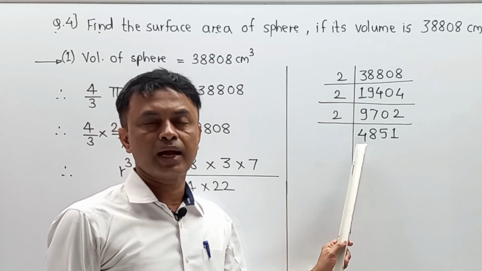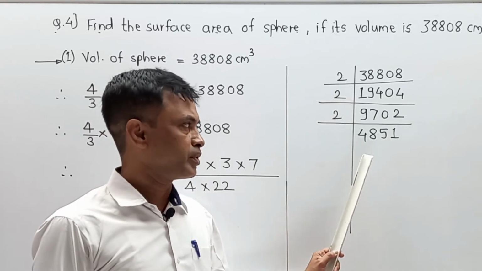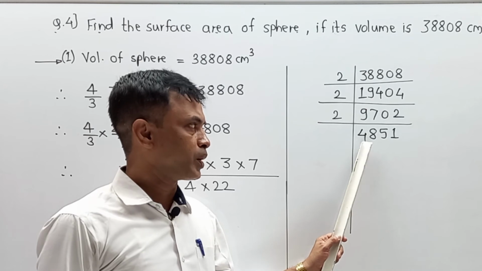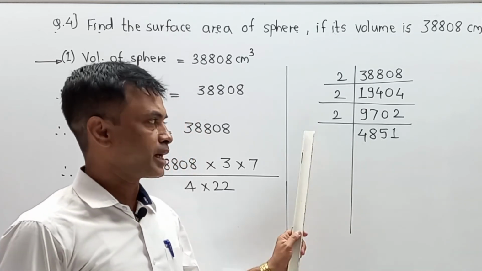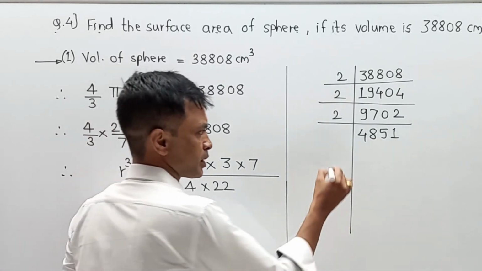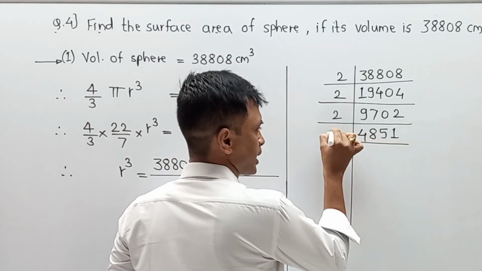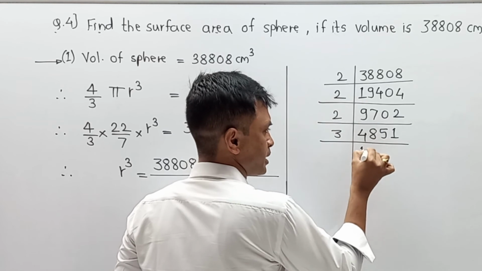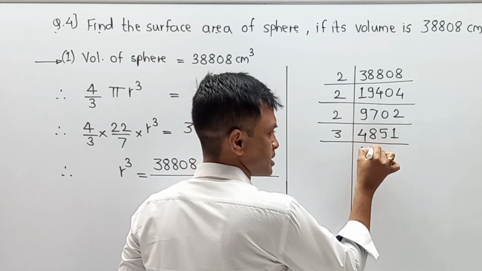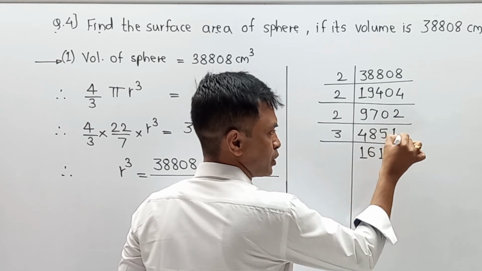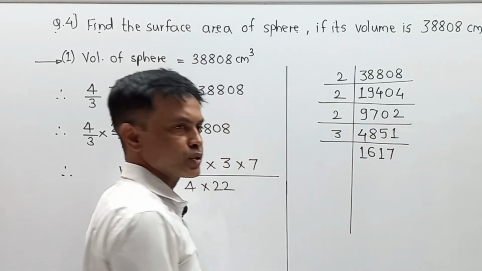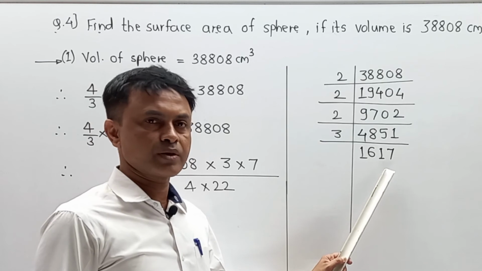For the test of division by 3, we have 4 plus 8, 12, 12 plus 6, 18. So 18 is divisible by 3. Naturally, this number is divisible by 3. So the part is, dividing it by 3: 3 1s are 3, carry 1, 3 6s are 18, 3 1s are 3, 2, 3 7s are 21. So now this number becomes 1617.